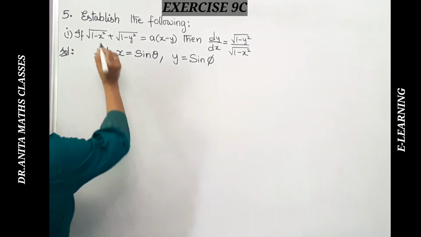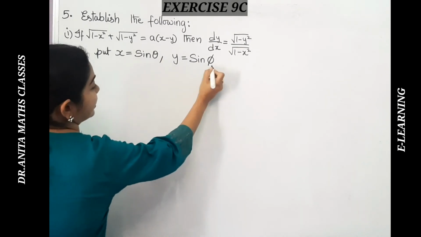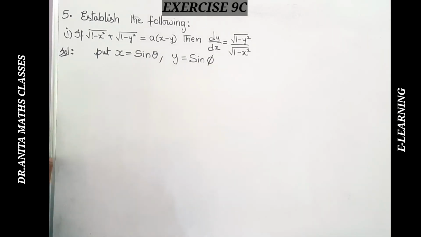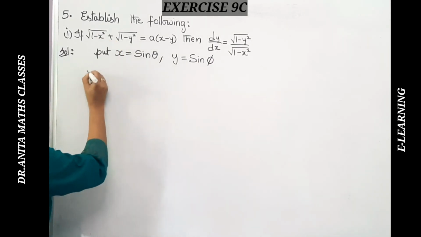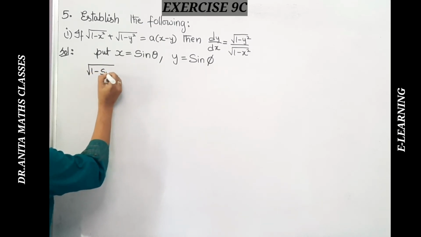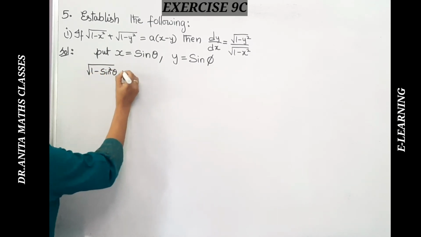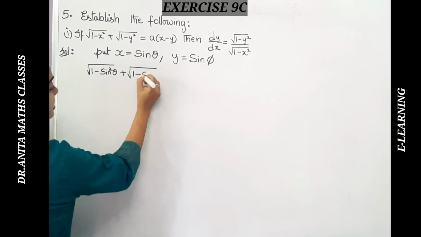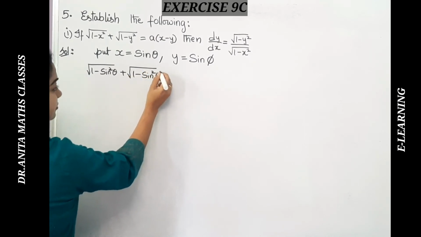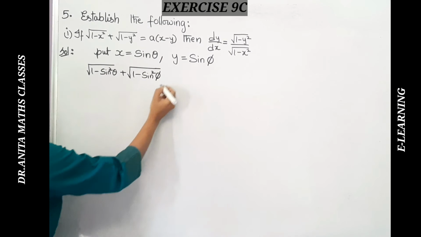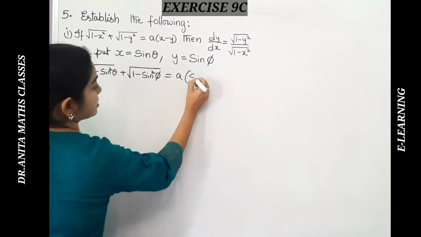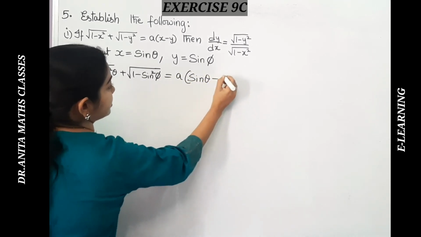Here I am supposing x as sine theta and y as sine phi. Now we will substitute it. So under root 1 minus sine square theta plus under root 1 minus sine square phi, this is angle phi, equals a into sine theta minus sine phi.